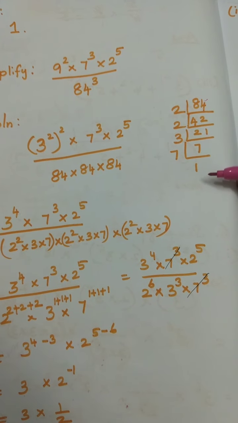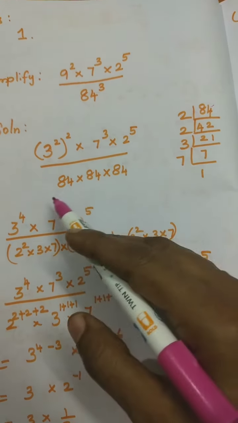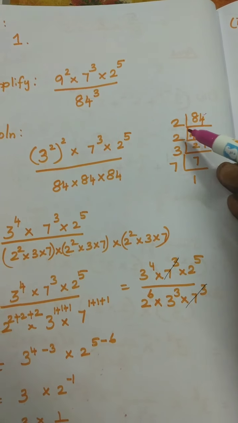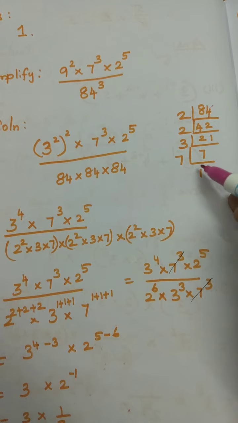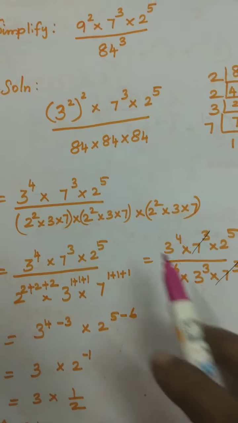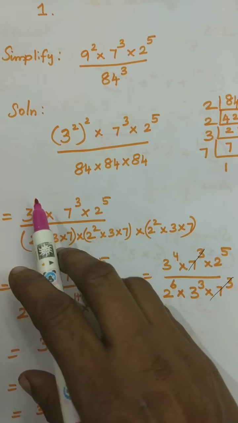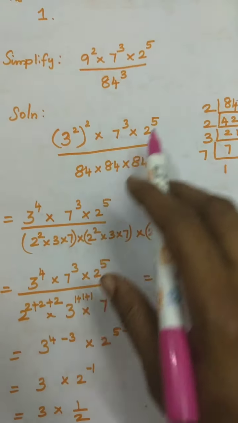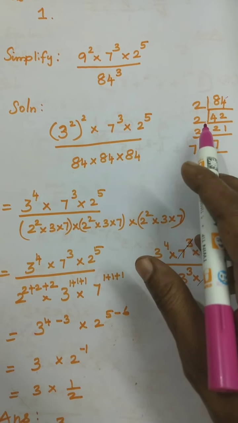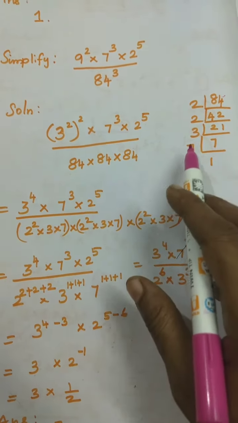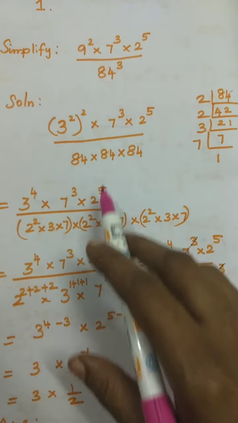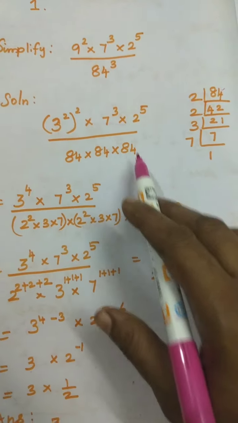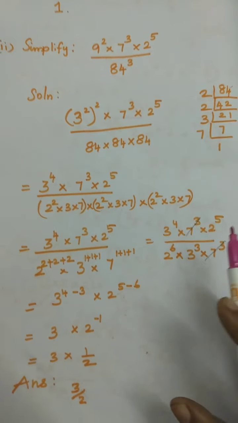You have to solve 84 by prime factorization, to split and write. 2 table 42, again 2 table 21, 3 table 7, 7 table 1. Now you write this: 3 power 4, 7 cube, 2 power 5, and you have to write 84 as 2 square, 3 into 7. For this 2 square, 3 into 7. For this 2 square, 3 into 7. For this 2 square, 3 into 7.